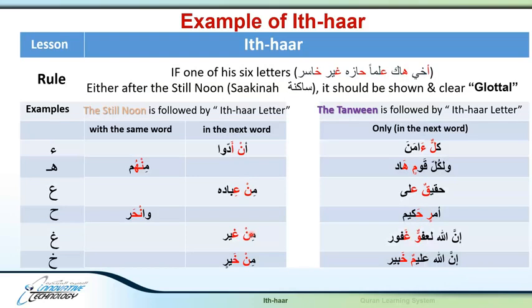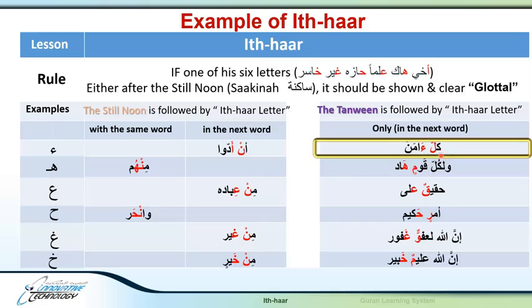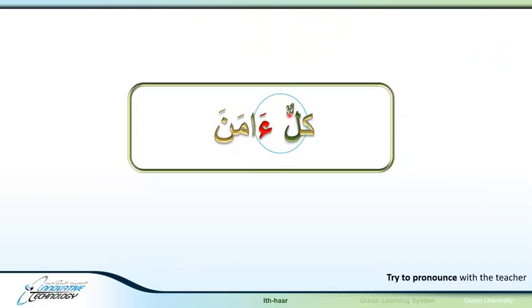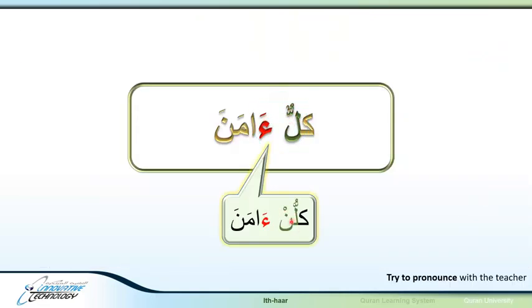Now we're going to take the examples of the Tanween. All of them happen within the next word. First example, Kullun Amana. Kullun, Tanween followed by Hamza. We pronounce the Noon clearly without exaggerating gunnah, without إخفاء. Kullun Amana.